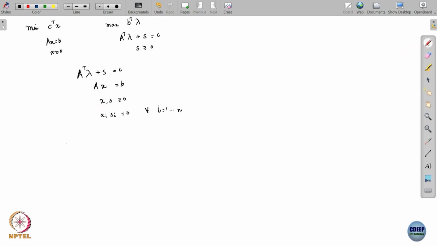Now, in order to express this, let us consider this function f of x, lambda, s, and write it as: A transpose lambda plus s minus c, Ax minus b, xs, where xs is the vector of the products xi si, and 1, remember, is my vector of ones.